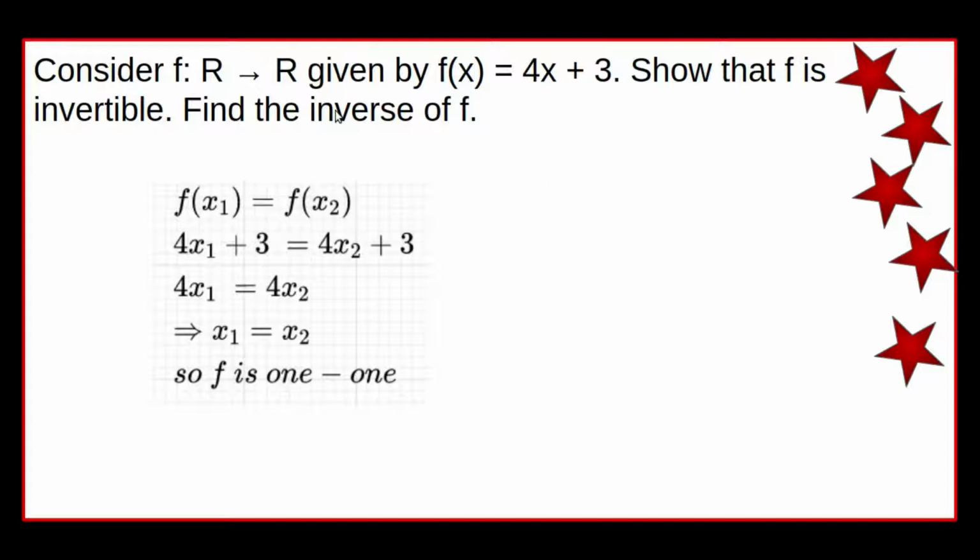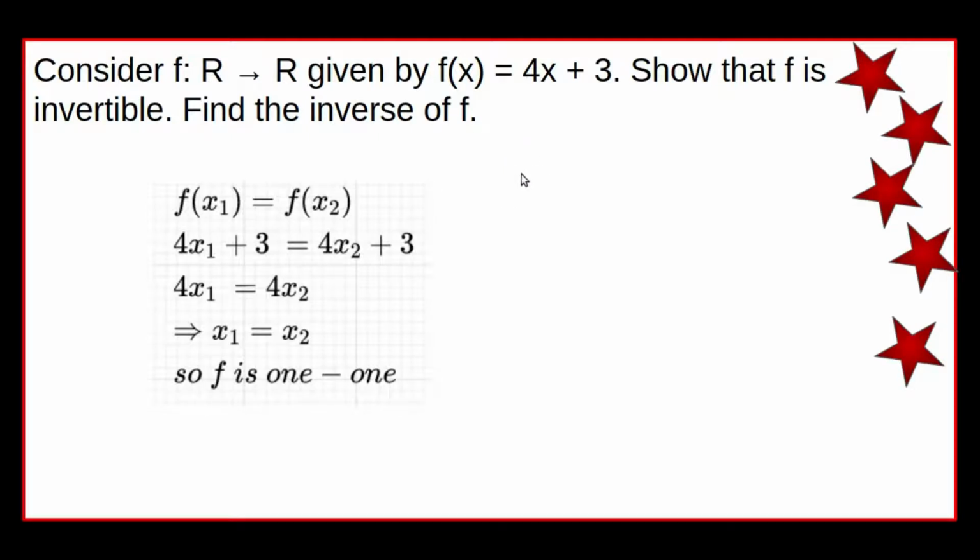Consider f from R to R given by f of x equal to 4x plus 3. Show that f is invertible, find inverse of f. We have to show that f is invertible and we have to find inverse of f. To show f is invertible, we have to show that f is 1-1 and onto.